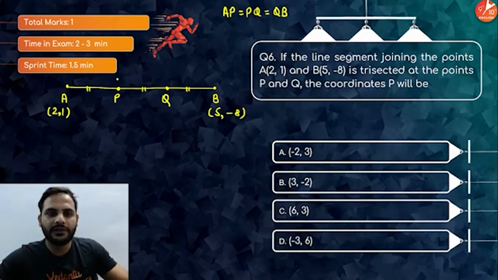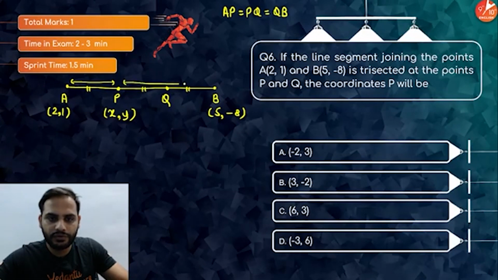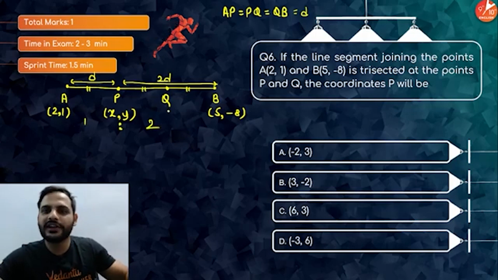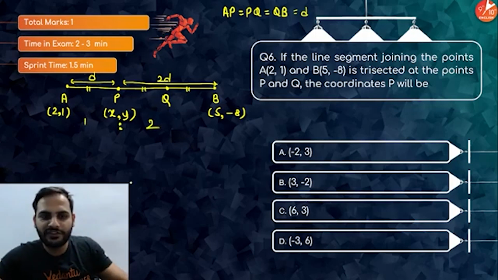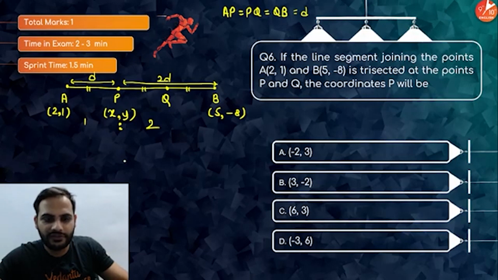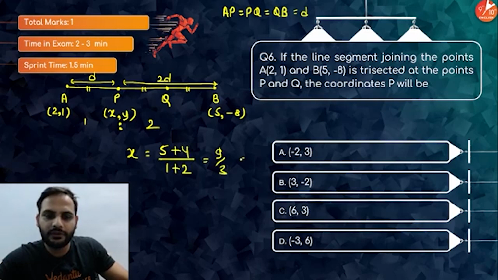So for P, suppose P's coordinate is x, y. What will be the ratio? I can say the ratio of AP to PB. Let's say all of them are equal to a small d. So it is d, it is 2d. So the ratio is what? 1 is to 2. And for Q, the ratio will be 2 is to 1. So for the coordinates of P, just do the section formula. 1 is to 2 is the ratio. The x coordinate of the point P will be 1 into 5, which is 5, plus 2 into 2 is 4, divided by 1 plus 2, which is 9 by 3, which is equal to 3.